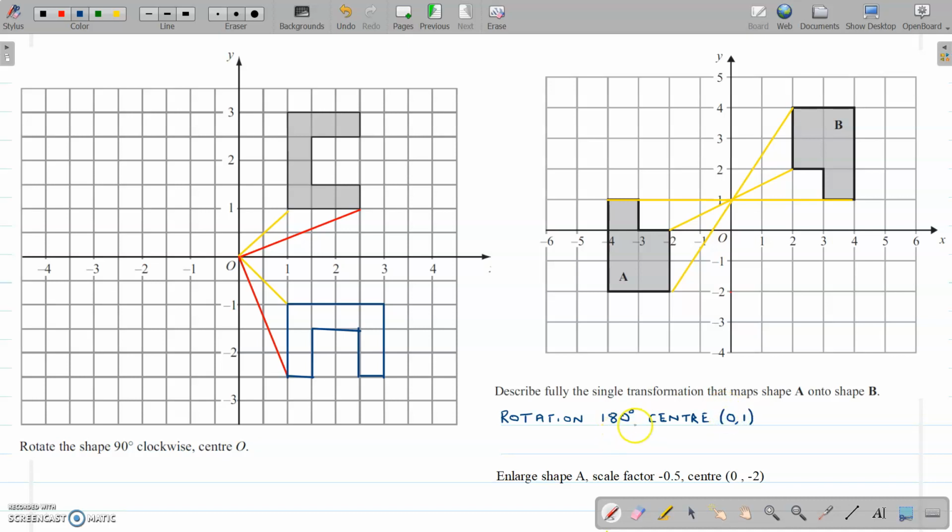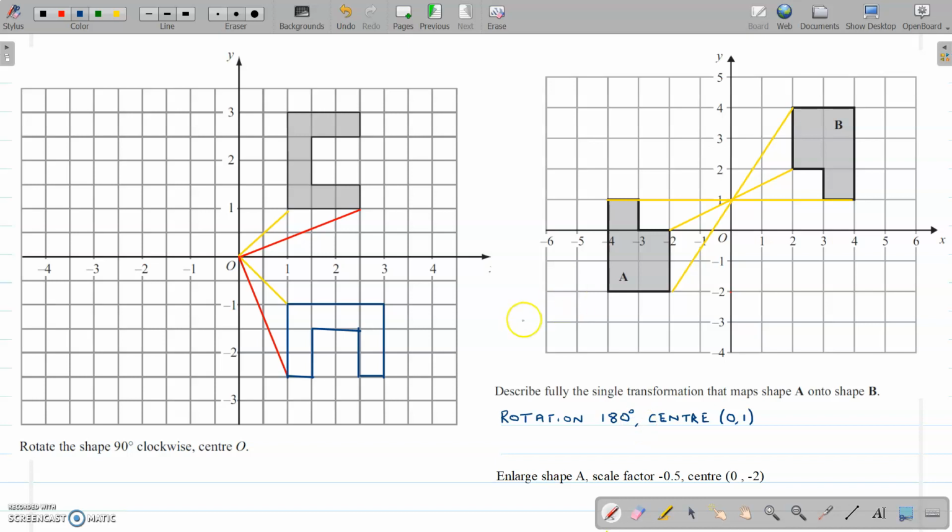Now notice I haven't said clockwise or anti-clockwise, and that's because it doesn't matter if it's a 180 degree rotation. If it were 90 degrees, then I would need to say, as they've done here, clockwise or anti-clockwise as well. So that's my full answer to that.